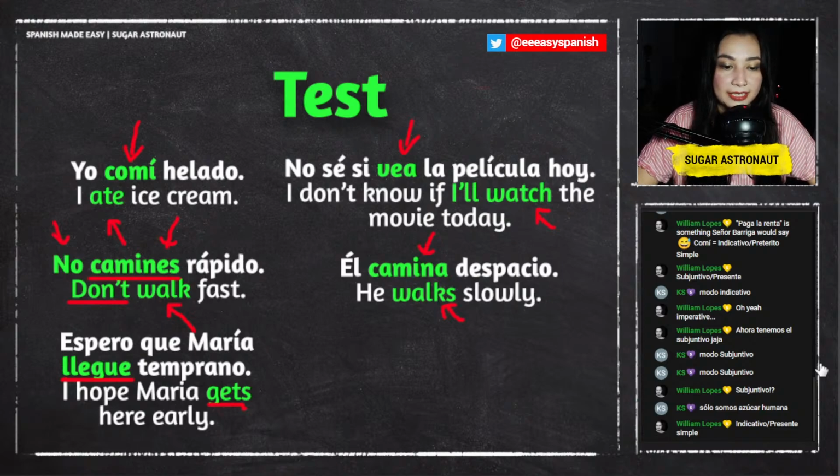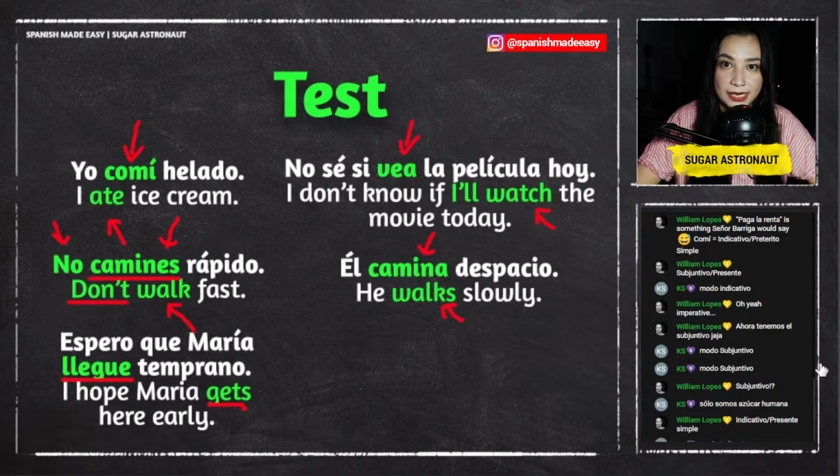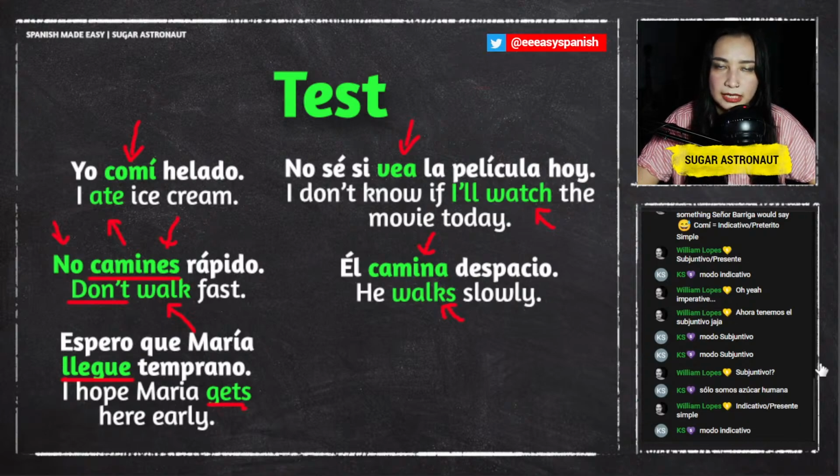That's correct, Will. This is el modo indicativo. Indicativo, tiempo presente. Indicative mood, the indicative mood in present tense. Él camina despacio. He walks slowly. This is a fact. This is some real information. Maybe someone has a friend who walks really slowly. So you're just saying, man, él camina despacio. He walks slowly.